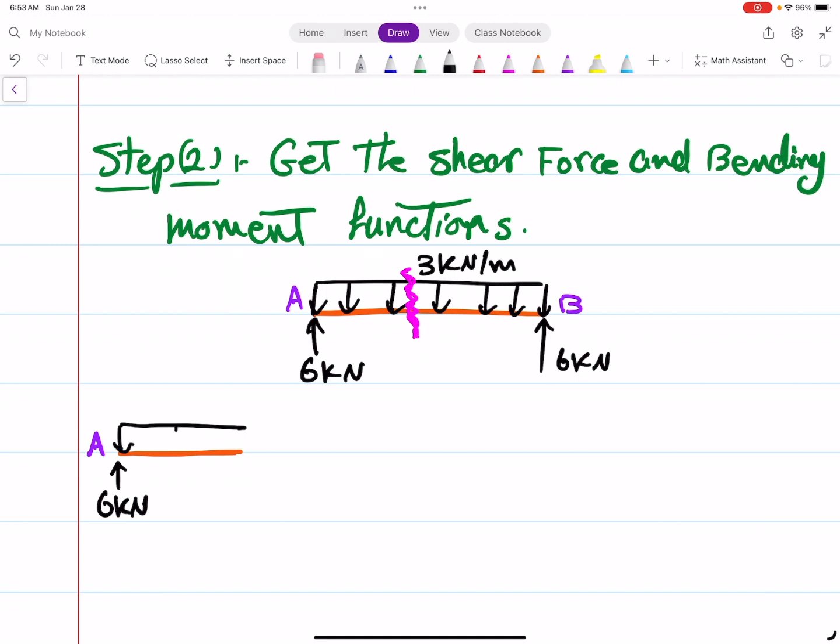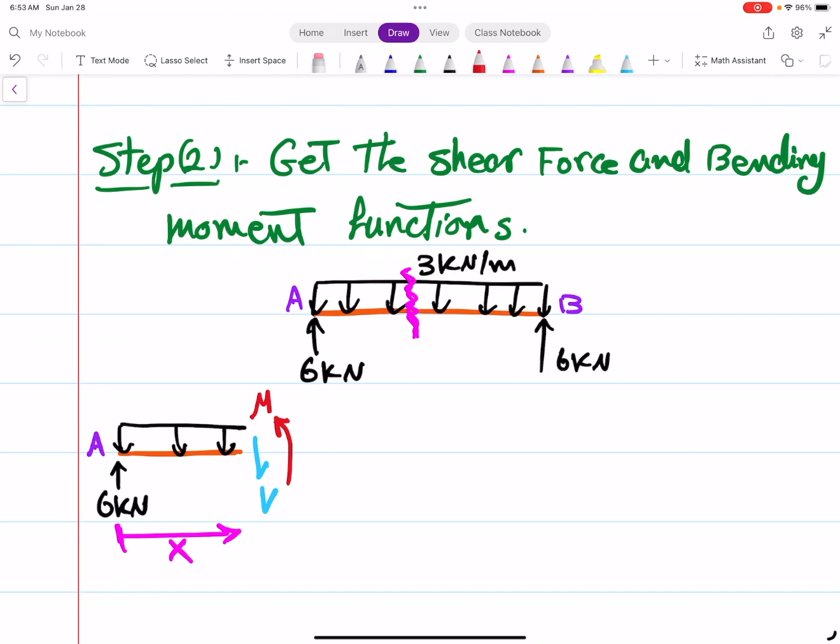We have 1, 2, 3. Okay, and as you know, we are measuring X from here, so this is X. And now the shear force is here, V, and the moment is in this direction, M. Okay, then solve the equation of equilibrium.